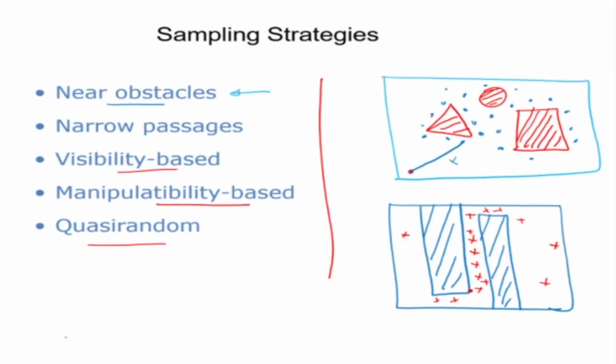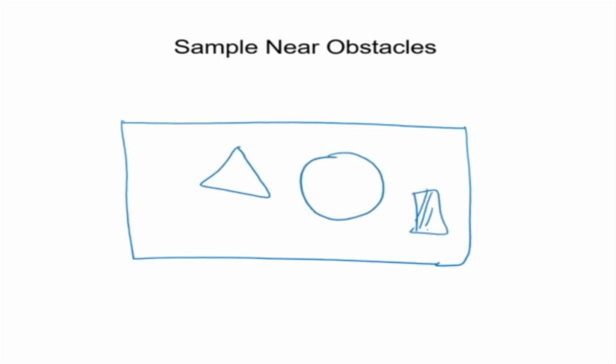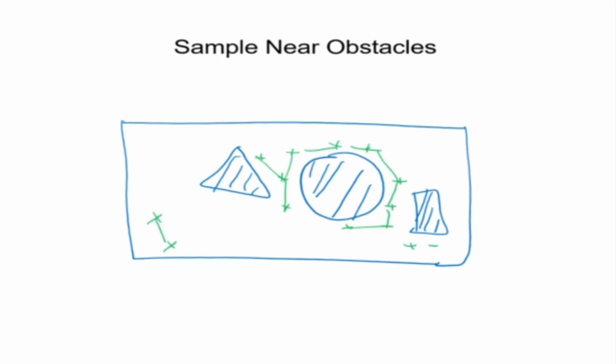So sampling near obstacles is very clear. It says that if you have obstacles, we can sample near obstacles, as I just explained. So there is an obstacle here, there's an obstacle here, there's an obstacle here. So what we can do here is you simply sample near obstacles, and not in the free space. That will give you a roadmap which is going to avoid the obstacles, and will take you from one point to another point. So this is a roadmap which can take you from one point to another point by mainly sampling near the obstacles.